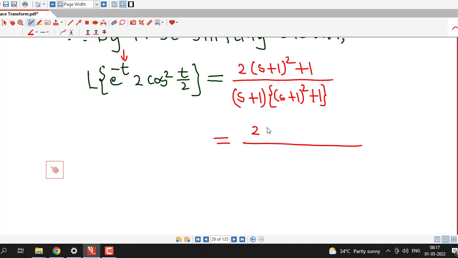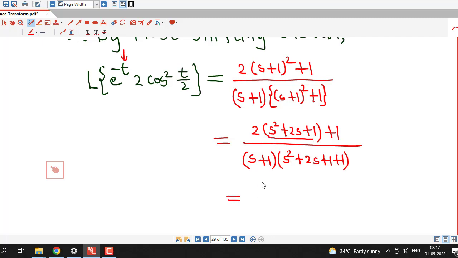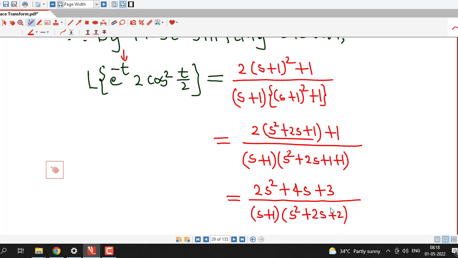This is 2 times s square plus 2s plus 1 plus 1, this s plus 1 as it is, and here also we expand square of s plus 1, s square plus 2s plus 1 plus 1, and here this we can multiply by 2. So we have 2s square plus 4s plus 2 and plus 1, that we directly write as 3, and here s plus 1 as it is, s square plus 2s plus 2.